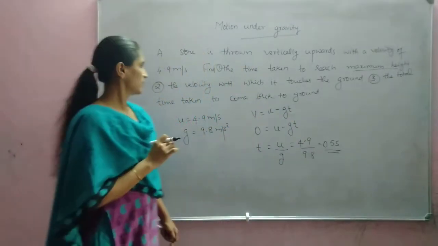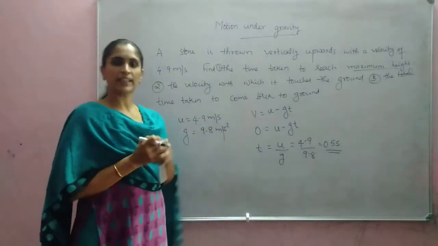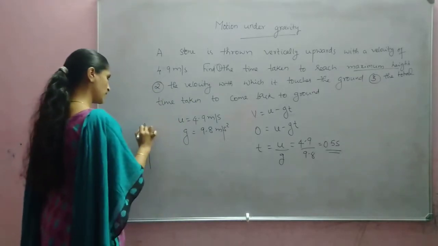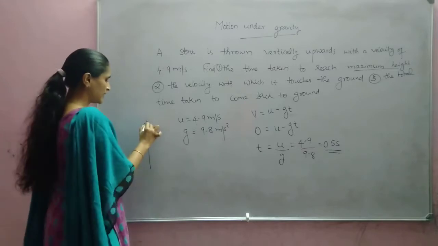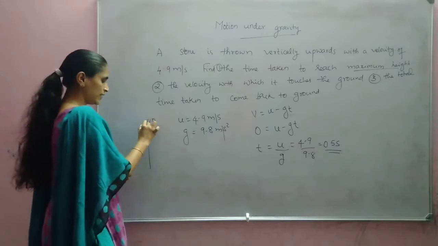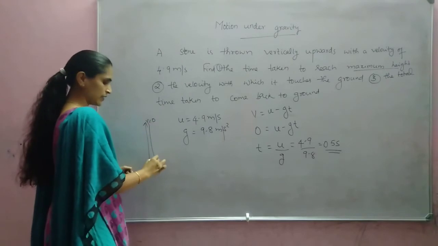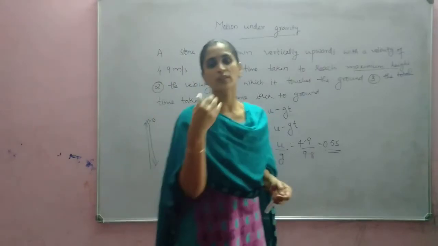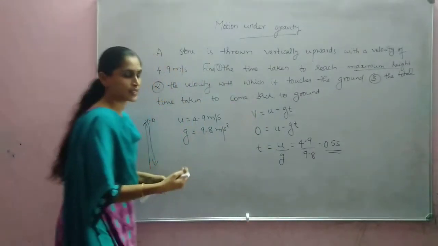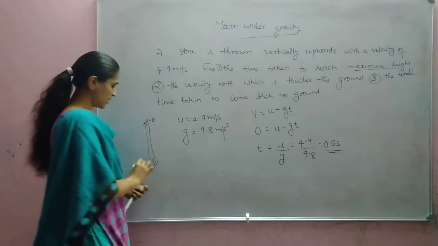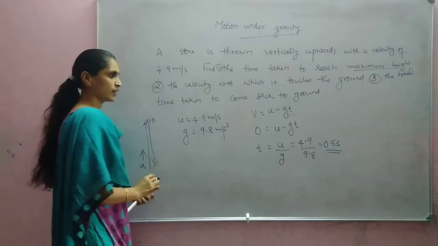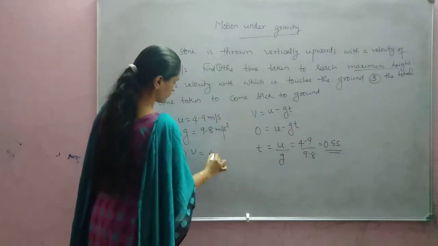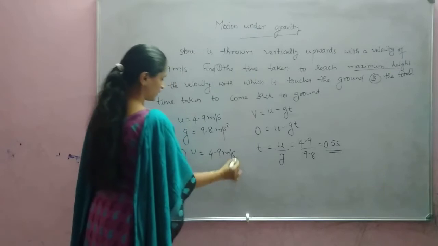Then the second part: the velocity with which it touches the ground. After reaching the maximum height, the final velocity there is 0. Then it starts slowly coming downwards. As it comes downwards, because of gravity, its velocity gradually increases and reaches the same value as the velocity with which you threw it. So the velocity will be the same, that is 4.9 meter per second.